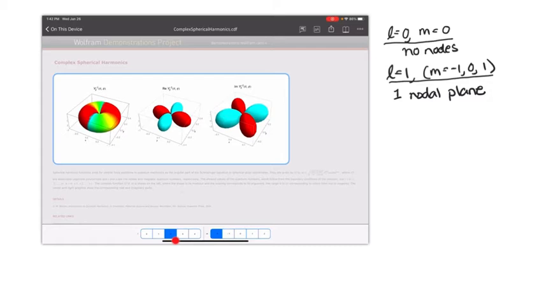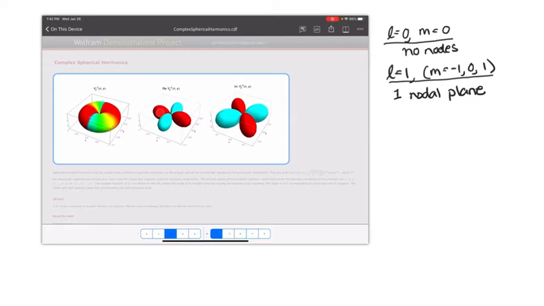Now let's look at the L equals 2 wave functions. Here I have L equals 2, m equals minus 2. Remember that when L equals 2, I have the possibility of m equals minus 2, minus 1, 0, 1, and 2. So this is the L equals 2, m equals minus 2 wave function. Again, we can see that the different colors of these lobes represent different signs of the wave function.